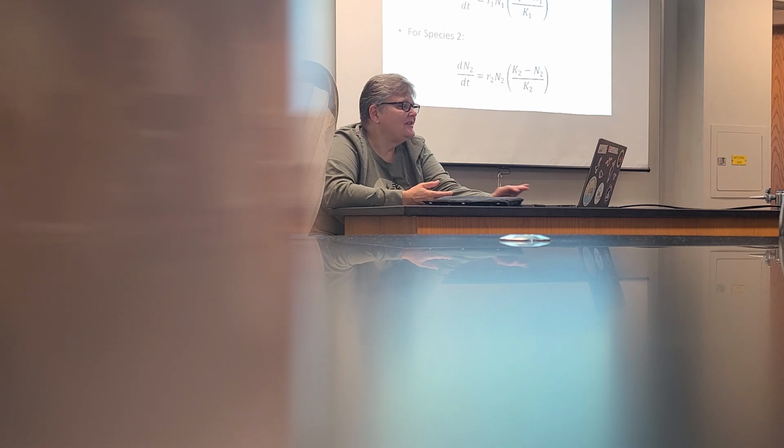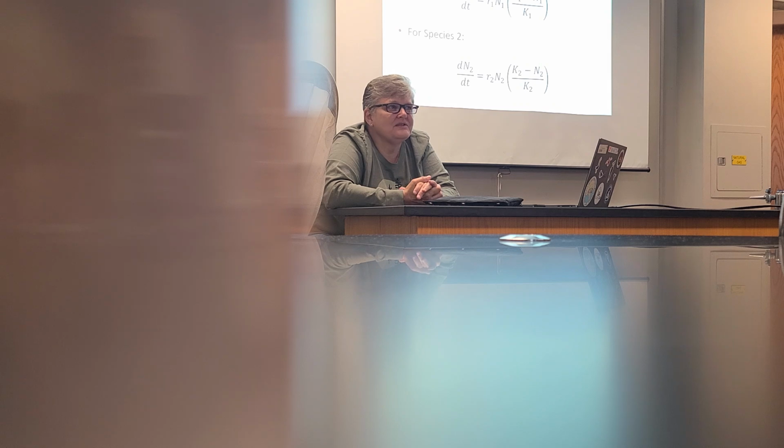Piece of cake. What should we do for species 2? Add 2s. Yeah, so for species 2, we'll just say N2, the population size of species 2. R2 is the growth rate for species 2, and K2 the carrying capacity for species 2. That was easy. So far, so good.